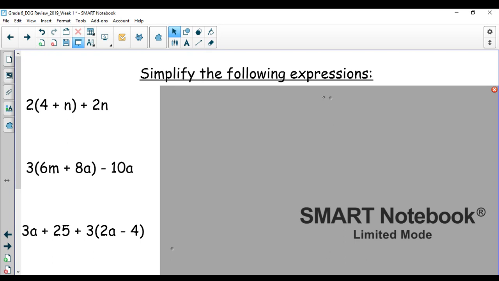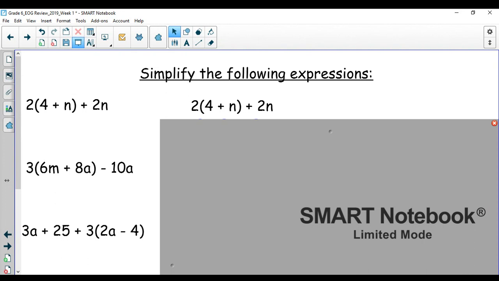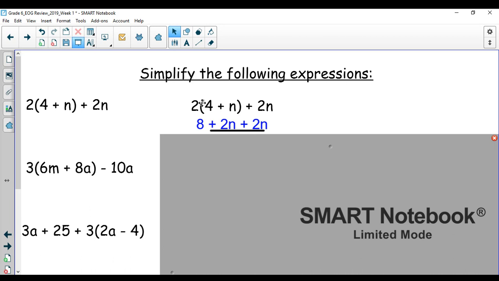So when I take a look at this and rewrite it, the first thing I see is some numbers inside the parentheses and some numbers outside the parentheses. So I know I have to distribute. The first thing I'm going to do is multiply 2 times 4, which gives me 8, 2 times 2n, which gives me 4n. Now the important thing here is this last term in the problem, this plus 2n that we started with, that was not inside the parentheses. So we don't multiply it, we just drop it straight down.